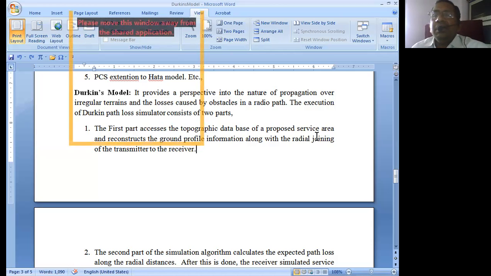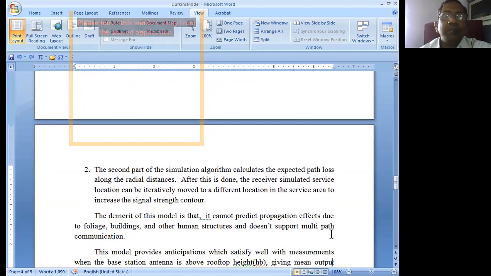So it gathers the complete topographical database of the proposed service area, and it is normally going to reconstruct the ground profile information which is there to transmit the signal in a particular region of area. That is the first part. That means it first of all prepares the database, that is, collects the data, and after collecting the data, it is normally going to keep the data before it is used to get transmitted.